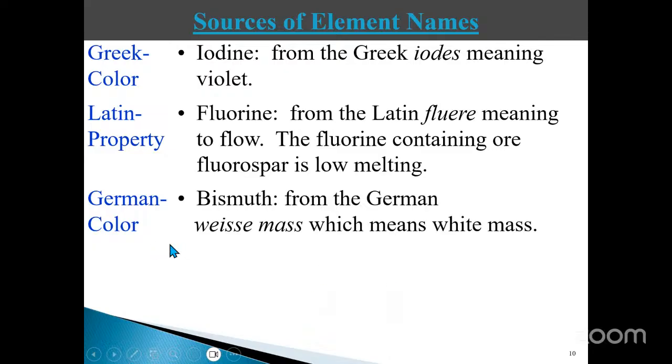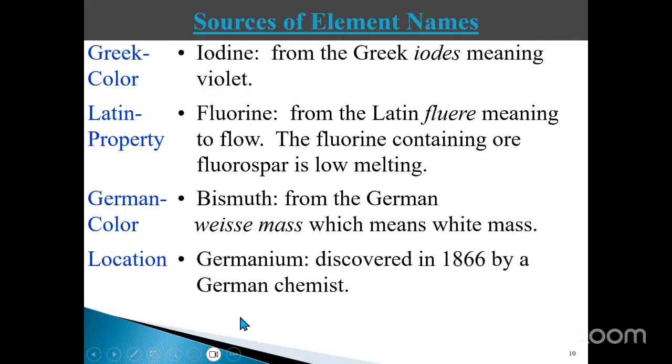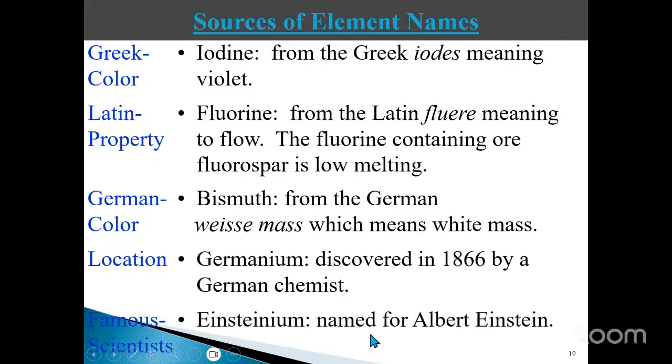And then in some cases, the origin is Greek, such as bismuth. And this I'm not too clear about, to be perfectly honest. But it comes from the German Weissmass, which means white mass, and then location in some cases. For example, germanium was named after Germany because it was discovered by a German chemist, and some elements are named after famous scientists, such as Einsteinium, which is named for Albert Einstein. So, basically the names of these different elements come from these different origins, right?